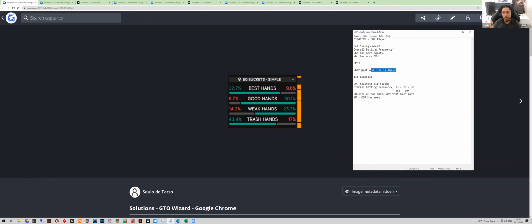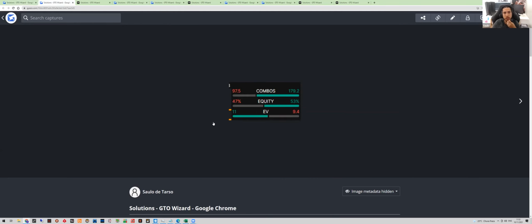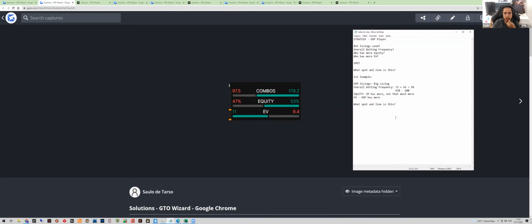Now let's try to answer the final question, which is what spot and line is this? And to help you guys with this answer, I'm going to show you this second screenshot, which shows amount of combos, equity, and EV for both players. So here, you guys are correct. The opposition player makes more EV, and the opposition player has more equity. So we were correct here with our estimations. And we also have the information of the combos in each player's range. So based on this information here, combos, equity, and EV, what spot and line do you guys think this is?